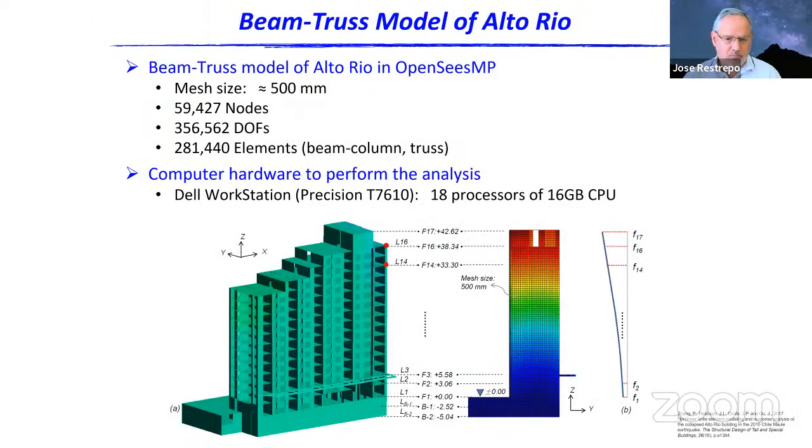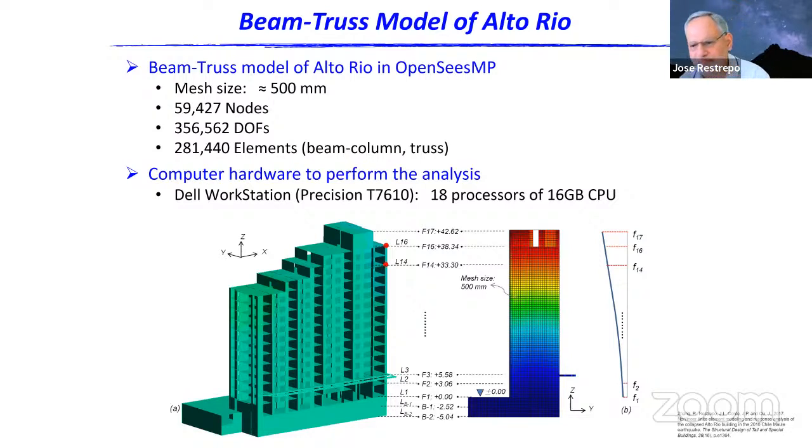So here you see this building. Even today, even though this work was done in 2014, this work still has the largest number of elements and is the largest finite element work that has ever been done on a building. I think our colleagues at the Catholic University in Chile are working in Diana and doing some very interesting complex work as well. And that's pretty much what I think the state of the art is as far as modeling complex buildings. So the mesh size here is of the order of 500 millimeters. So we have 60,000 nodes, 360,000 degrees of freedom, and 280,000 elements.